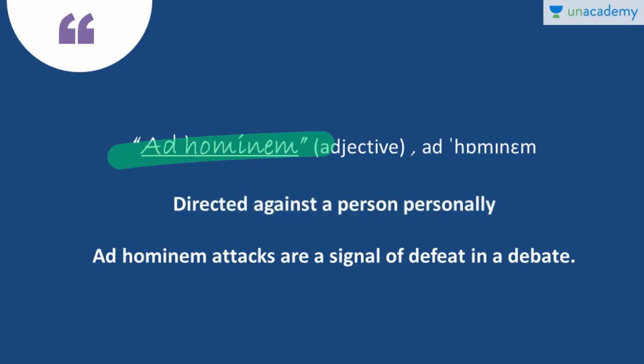Like for example, ad hominem attacks are a signal of defeat in a debate. Obviously, if you are having a debate, you will have your own points, and the person sitting in the opposition will have his own views and points. Now if you start making personal comments, what does it show? It shows that you are actually losing, and now you are doing something which is not right. You are making personal comments instead of being professional. So this is how we use this ad hominem.